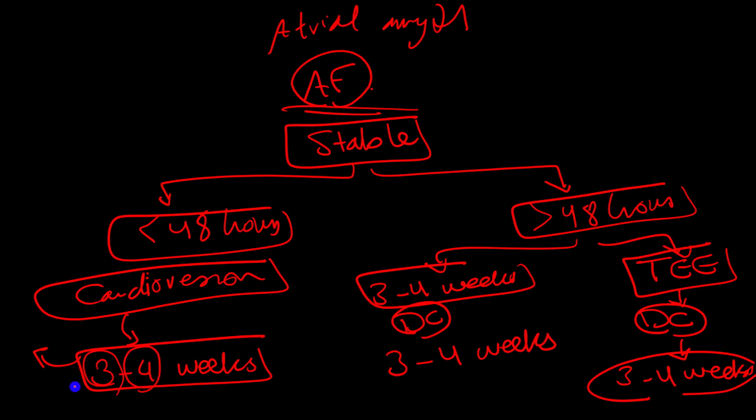If the age or the onset of AF is more than 48 hours, then I will give him anticoagulation for 3 to 4 weeks, then cardioversion, and then another 3 to 4 weeks of anticoagulation. The other option is performing a transesophageal echo. If it is negative for thrombi on the leaflets of the mitral and tricuspid valves, I will give the patient the DC shock, and I will give him anticoagulation for 3 to 4 weeks at least.